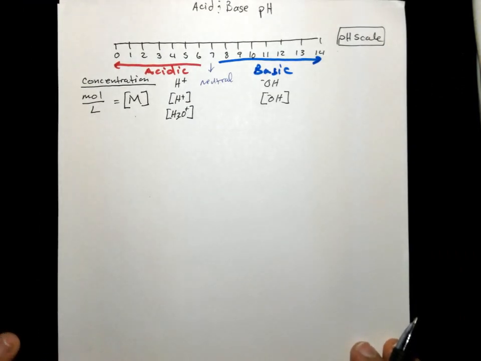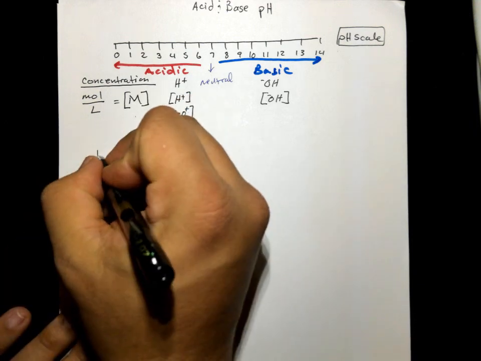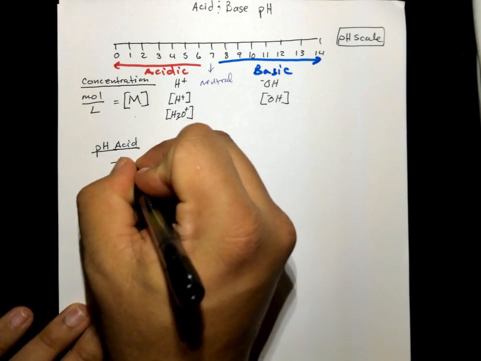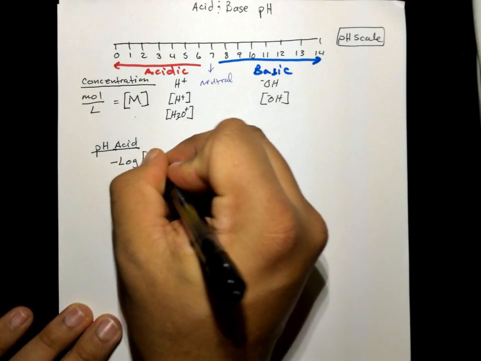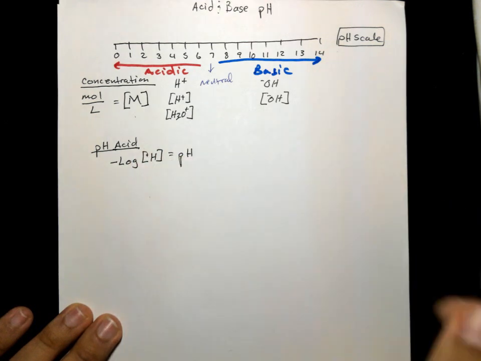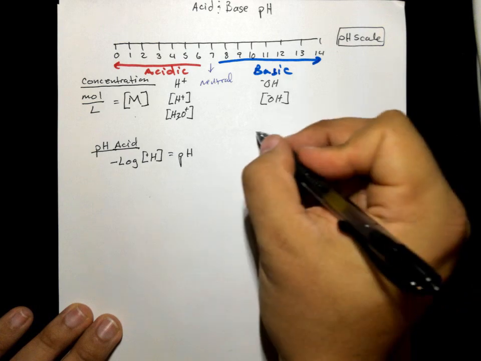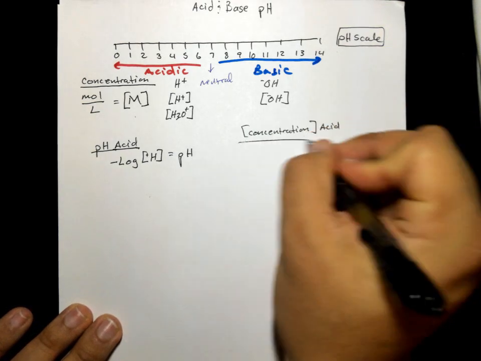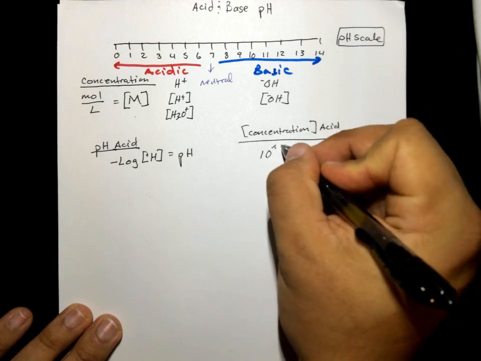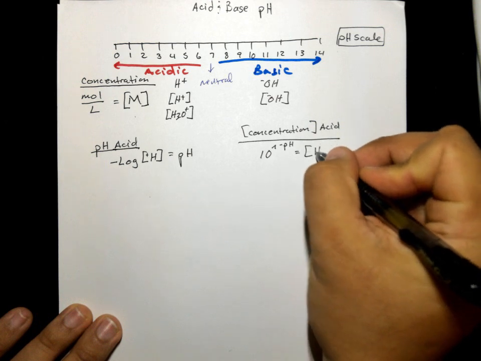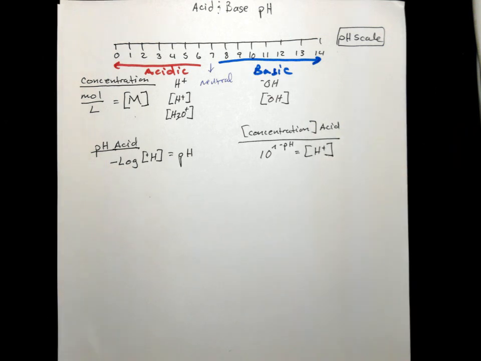So now, we left off by talking about pH. If you want to calculate the pH of an acid, all you got to do is take the negative log of the H plus concentration, and that will give you pH. Easy enough. And if you want to calculate the concentration of an acid, all we got to do is take 10 to the negative pH, and that'll give me the H plus concentration. That's what we did last time.